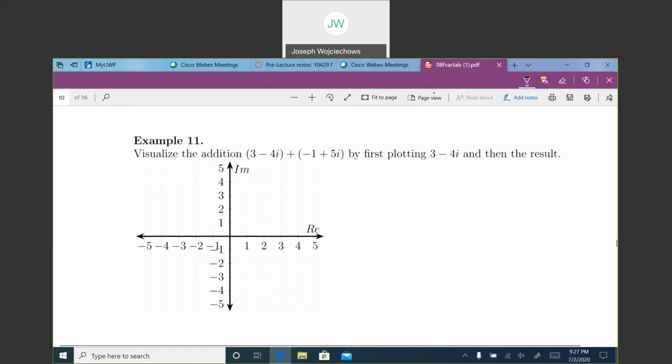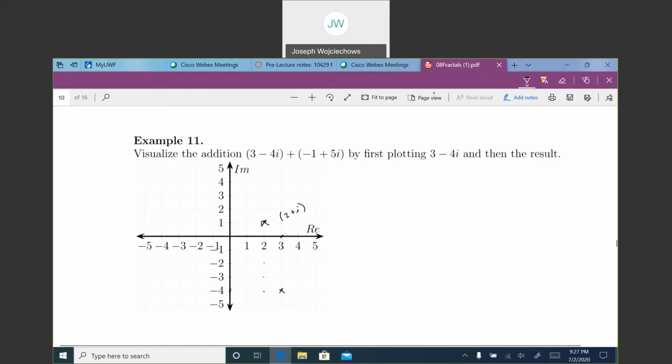Okay, this wants us to visualize the addition of 3 minus 4i plus negative 1 plus 5i. And first plot 3 minus 4i. So we have minus 4i, and that is here. The result is we're going to add negative 1, so we're going to go one more this way, to here. And then we're going to add 5i, so we're going to go up 5. And it's here. And this would be our actual point, which is 2 plus i.